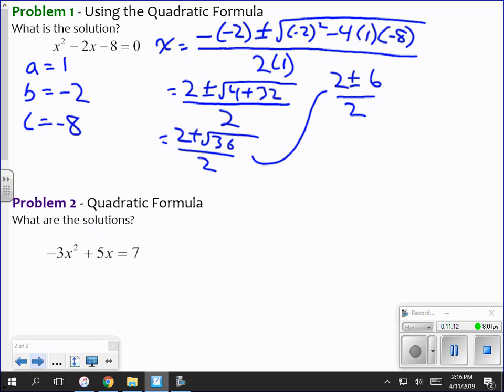Because the square root of 36 is 6. If you can't take the square root, leave it. This one I can, so I'm going to simplify it more. Okay. Now I can simplify and keep going on this one too.